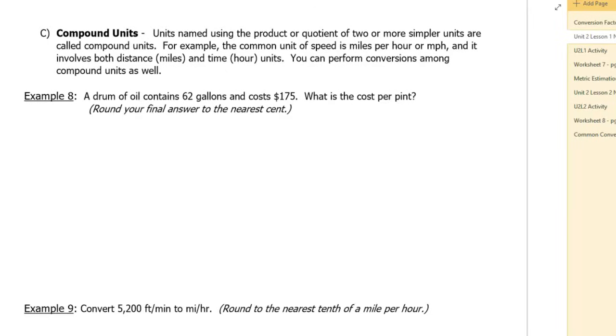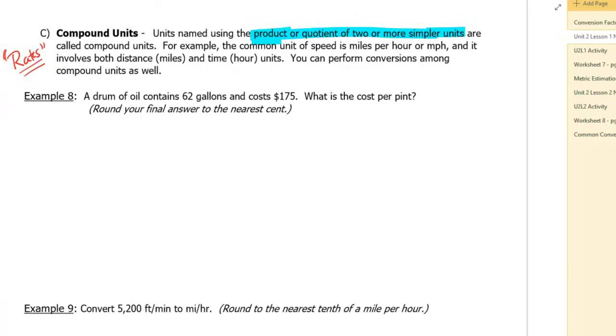Unit 2, Lesson 1, Compound Units. Units named using the product or quotient of two or more simpler units are called compound units. We studied compound units back in Unit 1 when we were introduced to rates.